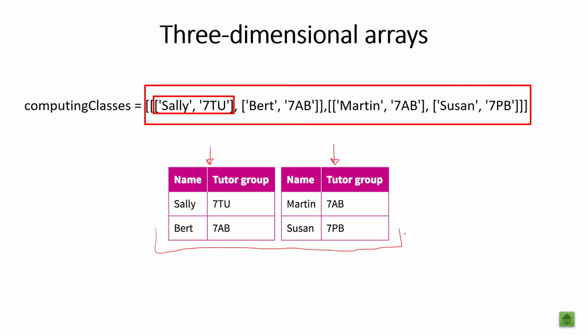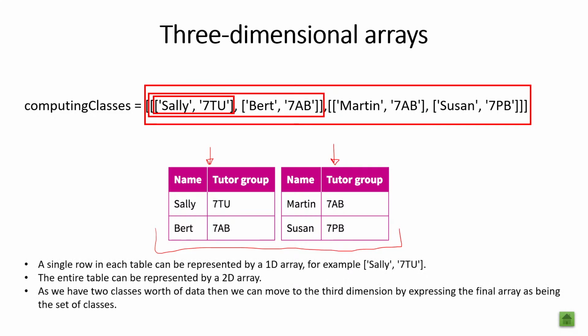And I'll be honest with you, I don't tend to use these. I normally use 2-dimensional arrays when I'm programming because it's just easier for me to do that. So a single row in each table can be represented by a 1D array. Then the entire table can be represented with a 2D array. Then you have 2 classes worth of data. That will then be a 3D array.